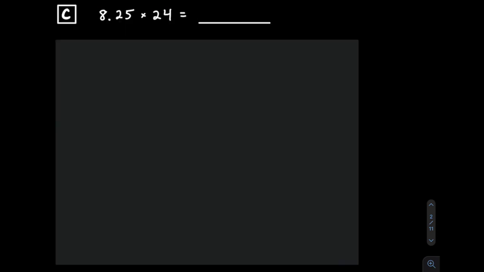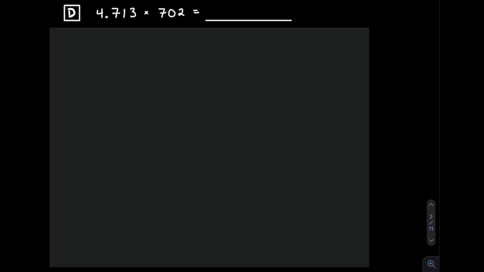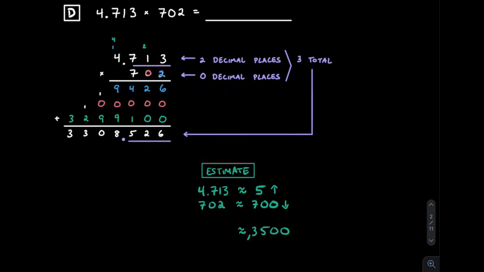Now that we've tried one together, I'd like you to pause the video and try this one on your own. When you're ready, unpause it to check to see how you did. In example C, your product should have been 198. Let's just try one more with 1 whole number and 1 decimal. Pause the video and give this a try. In example D, you should have gotten 3,308 and 526 thousandths.